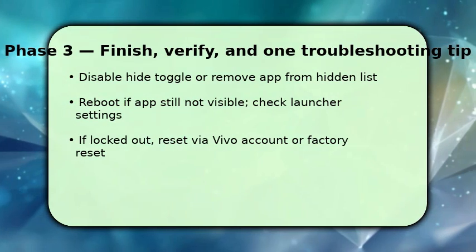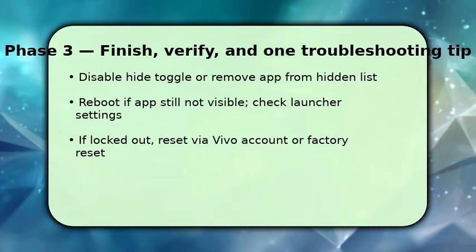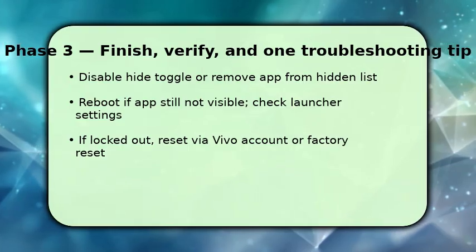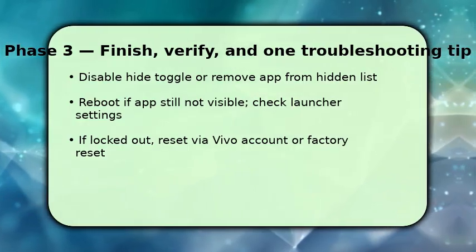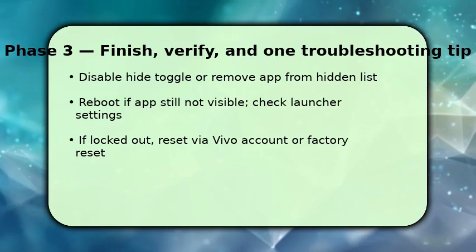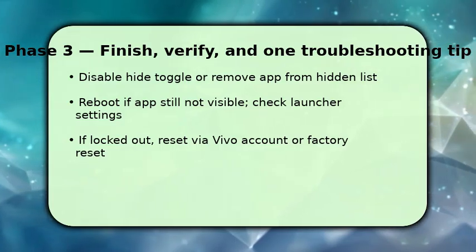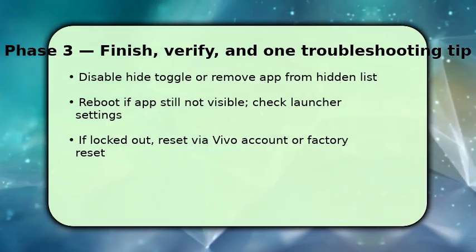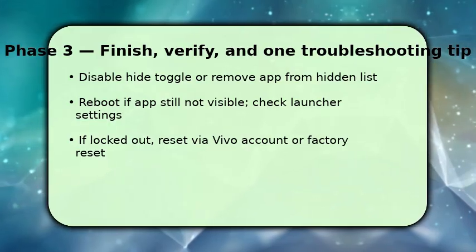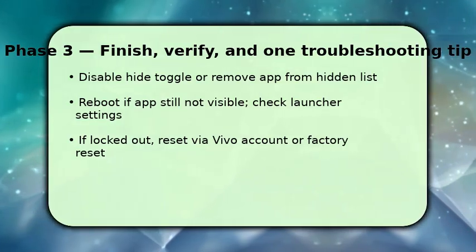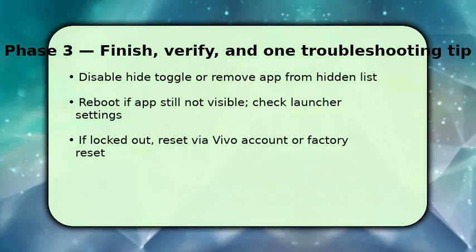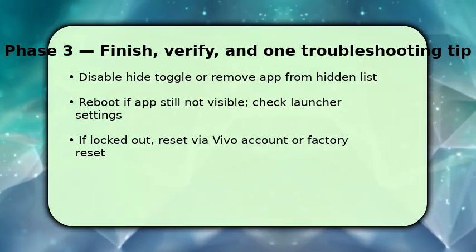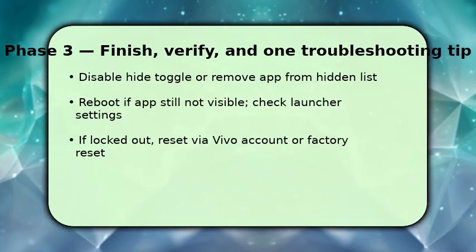Finally, unhide apps by turning off the hide toggle or removing each app from the hidden list. Once removed, they return to the home screen or app drawer. If an app still doesn't appear, reboot the phone and verify the default launcher settings since custom launchers can hide icons. If you forgot the lock, try Vivo Account Recovery or Backup and Factory Reset as last resort. Remember, authentication protects privacy. That's why these extra steps are required.